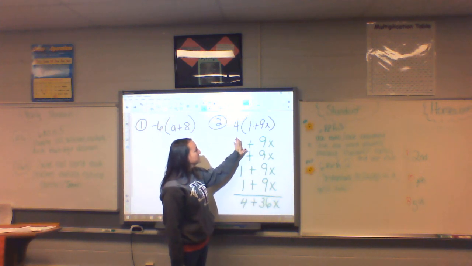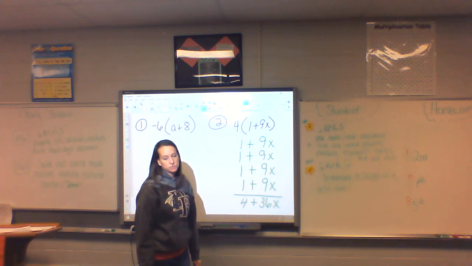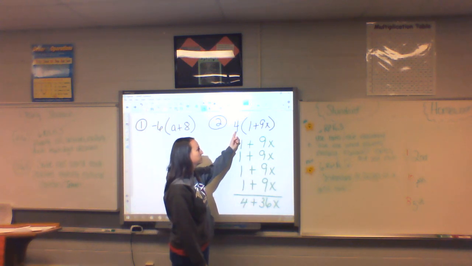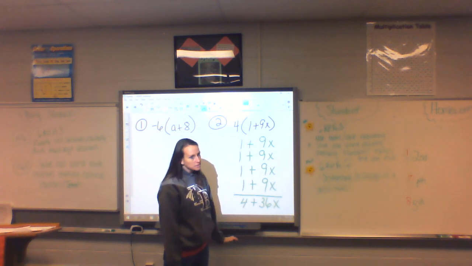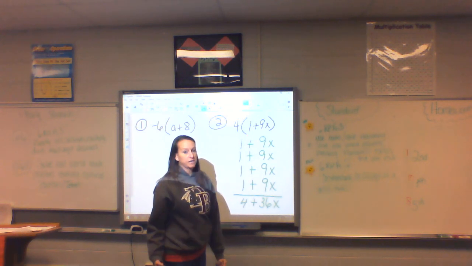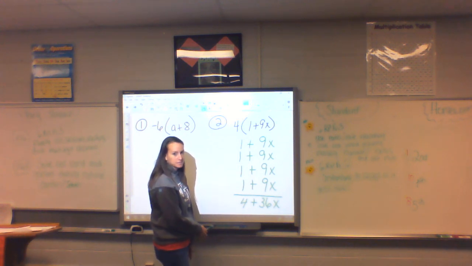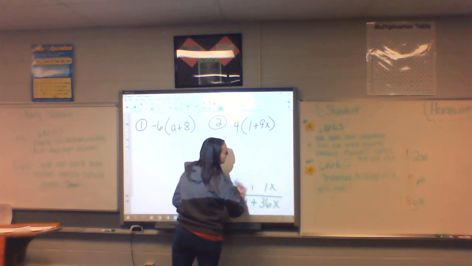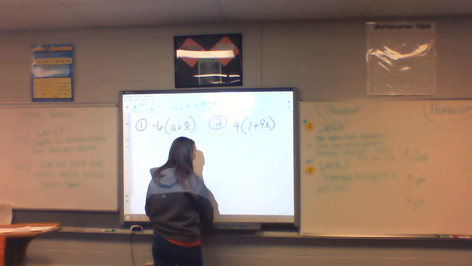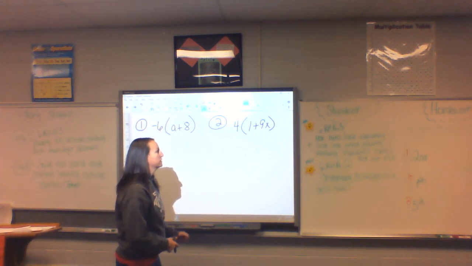Now, this is a lot longer of a way than any of us really want to do, because imagine if this was 40 times 1 plus 9x. We don't want to write that down 40 times. Okay, so there is a shortcut here. So our answer is supposed to be 4 plus 36x. That's what we should get. So, shortcut. Now you're going to learn how to use the distributive property.